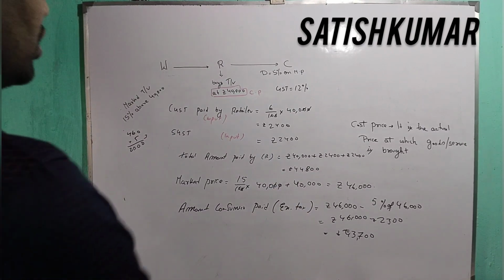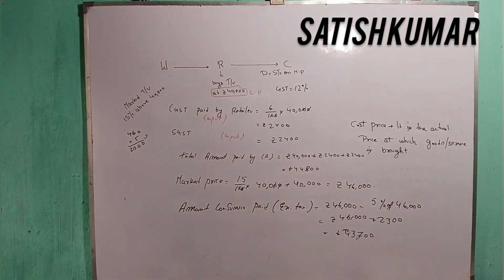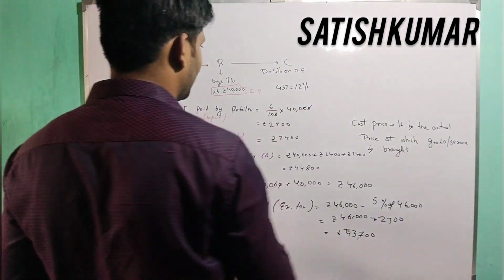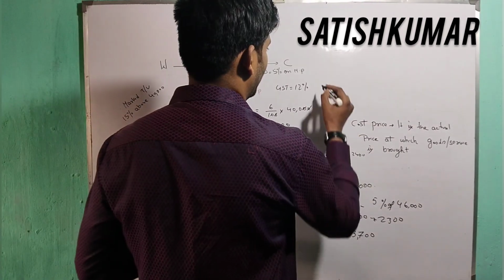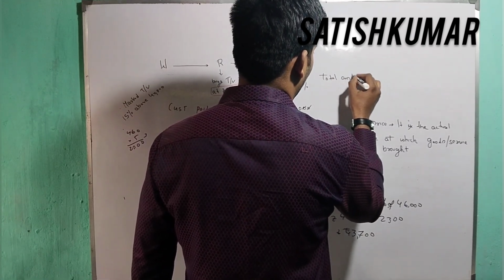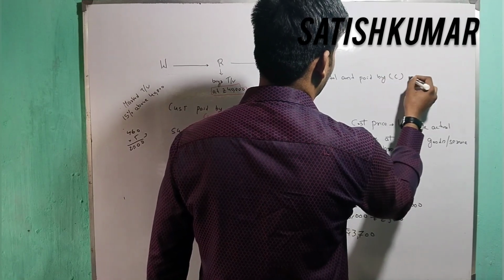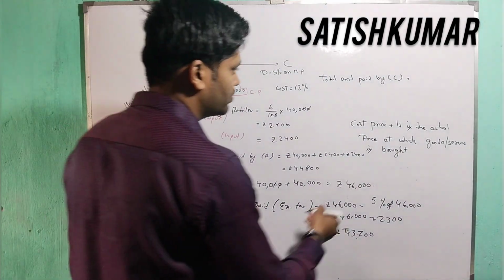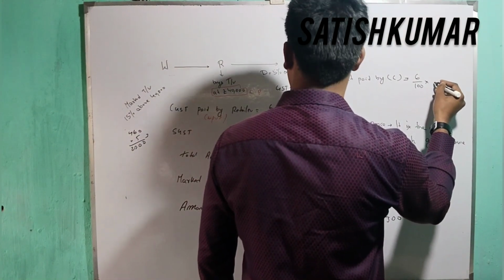Now when he got the goods at 43,700, again tax has to be paid, because I have to find the final total price. So the total amount paid by the consumer: tax 6% of this, so 6 by 100 into how much?